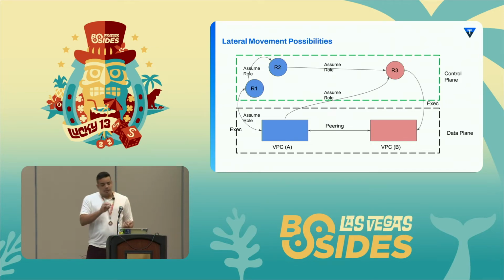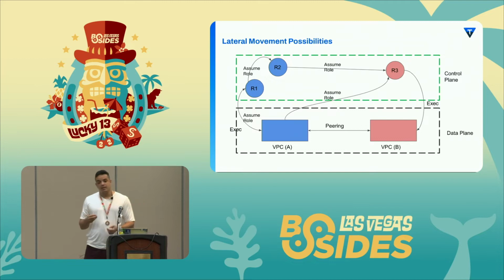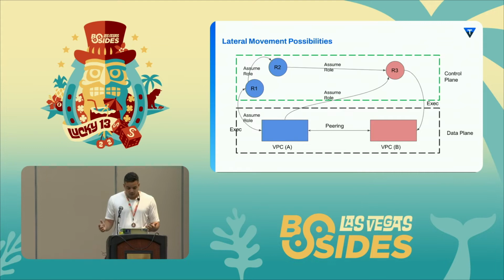And the same attacker who has a role in account B can also exec and create an instance on a VPC in account B. So it's really, really a mess, right?